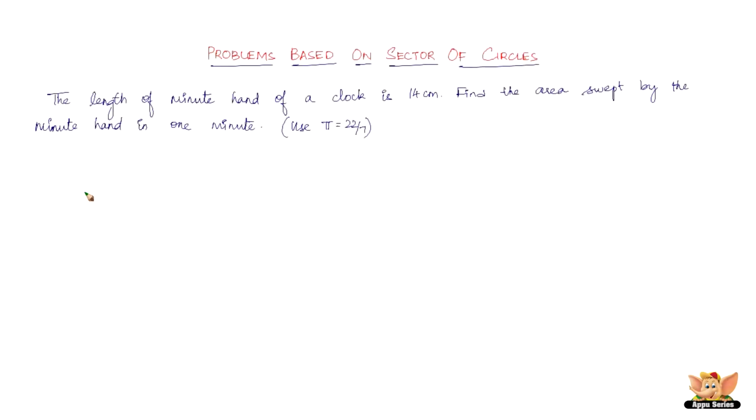So in this video, let us continue to solve more problems based on sector of circles, and of course, its area as well. So the problem that we have here reads like this. The length of minute hand of a clock is 14 centimeters. Find the area swept by the minute hand in 1 minute.